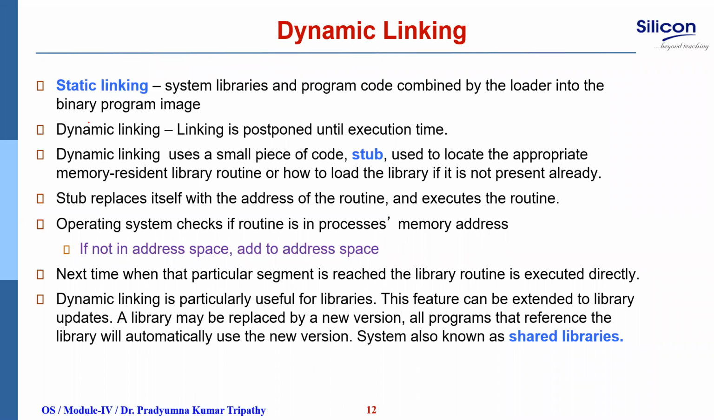Remember here, for dynamic linking, this line is important: linking is postponed until execution time. A small code stub is used for finding the library and loading it. The operating system checks whether the routine is in the process's memory address space or not. If not, the address space is added. So the next time it is run, it will get the address.